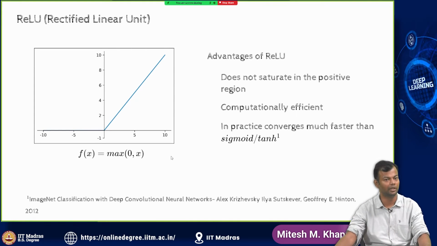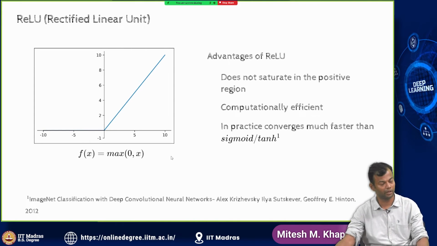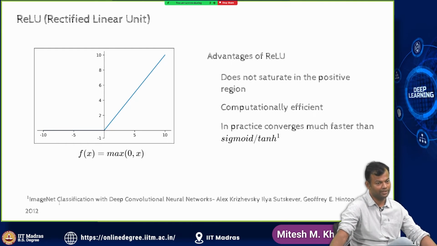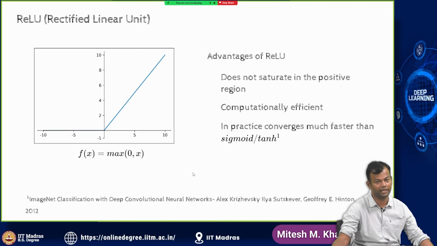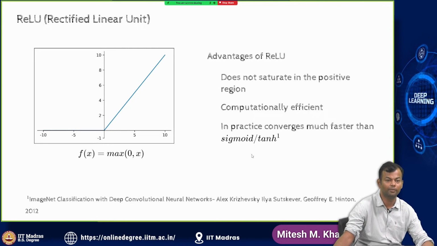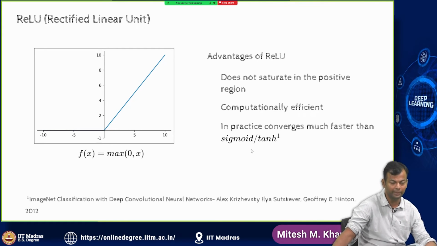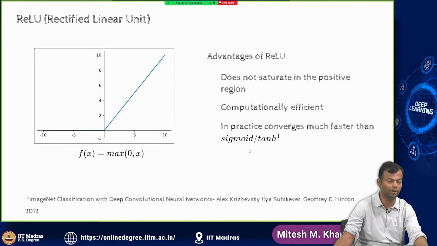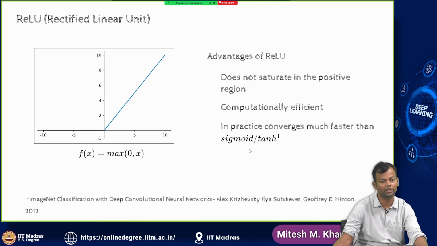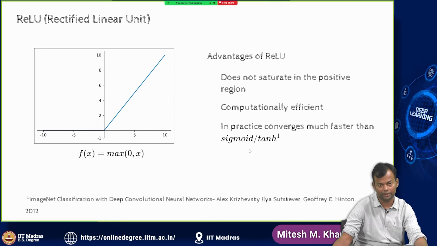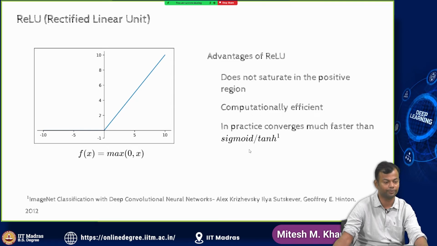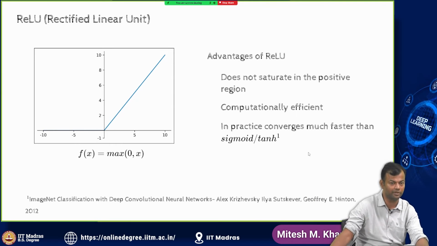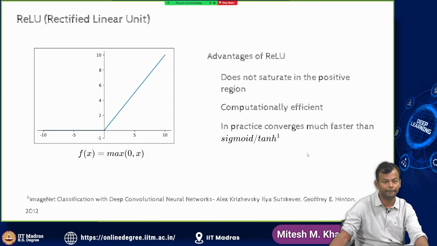So it's a very simple function to compute, and in practice, at least that's what this paper, and as I said, it's a decade-old paper, had shown that it converges much faster than Sigmoid and Tanh, and this was in the context of deep convolutional neural networks then, but thereafter it has been used in all sorts of networks, as I said, right? Feed-forward networks, recurrent networks, transformers also, right?